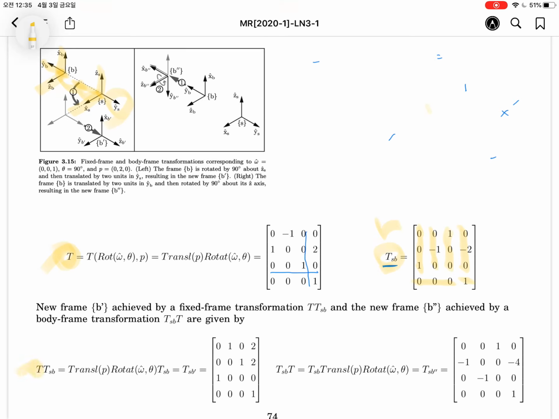Okay, first let's obtain the pre-multiplication of T. As mentioned before, we can write down the two operators, translation and rotation. This is the post-multiplication of the T. This can also be interpreted using the translation and the rotation.